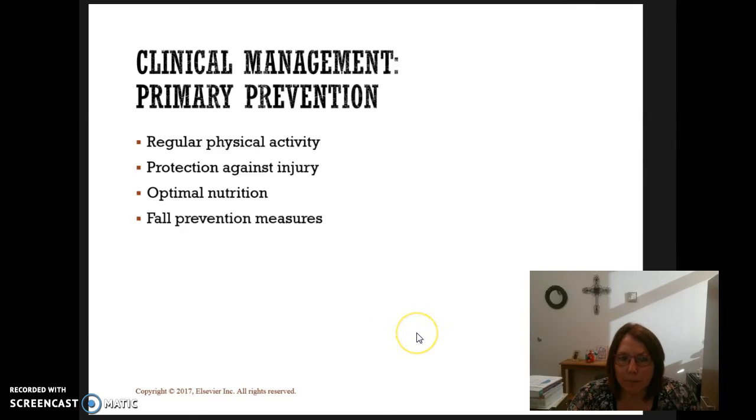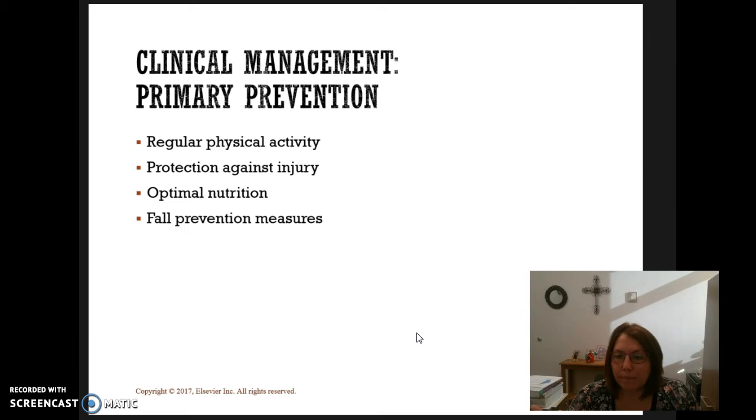So with primary prevention, what we're trying to do is prevent patients or individuals from having mobility issues to begin with. So regular physical exercise, protection against injuries such as helmets, wearing seat belts, use of assistive devices, looking at stairs, to make sure that they're safe. And the older population will go in and look at carpets and lighting and different things like that to try to help with the clinical management of these patients and prevention.